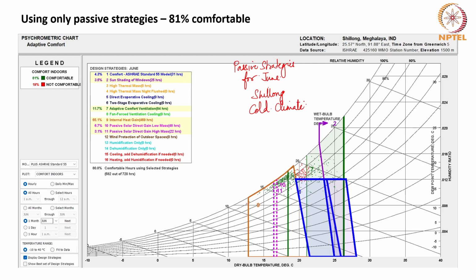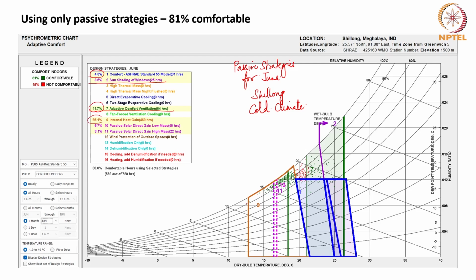We can see that automatically 4.3% of the time is comfortable. By using sun shading of windows, 3.5% of the hours, or 25 hours, become comfortable. Then adaptive comfort ventilation can push 84 hours, or 11.7% of the time, into comfortable mode.